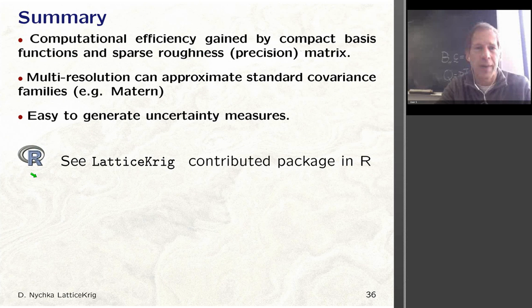Okay, so just to wrap up here, computational efficiency is gained by compact basis functions and a sparse precision matrix. The multi-resolution can approximate standard covariance families, not just the Matern, but many others. And I should say that probably the thing I'm most proud of here is we actually have a little bit of a lemma that shows this. And it's so unusual to have a nice clean theoretical result in spatial statistics at this level that it was sort of fun to be able to do that. And then finally, it's easy to generate uncertainty measures based on conditional simulation.